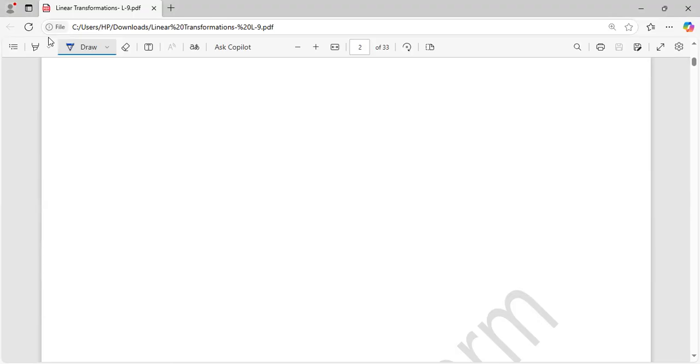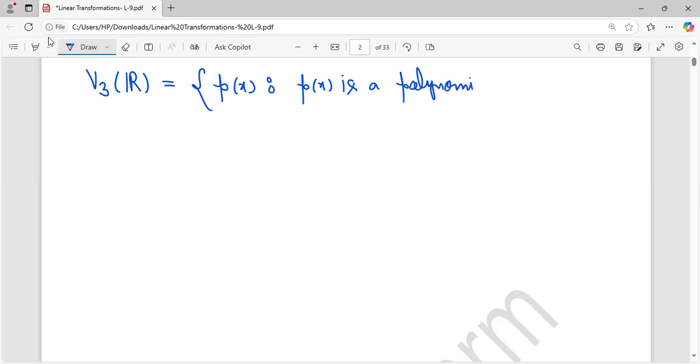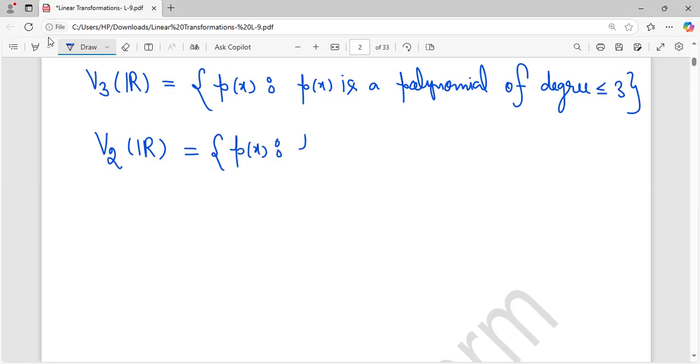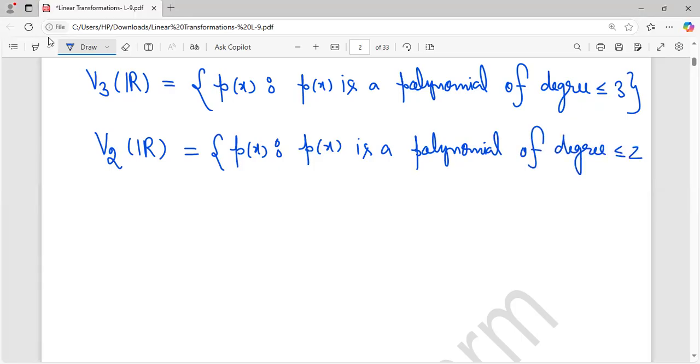So, V3R means P(x), a polynomial of degree less than or equal to 3. And V2R means P(x) such that P(x) is a polynomial of degree less than or equal to 2.